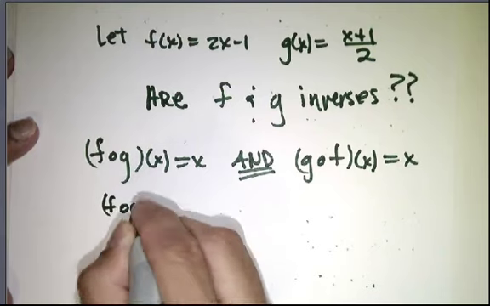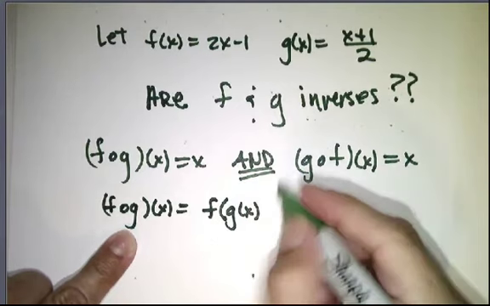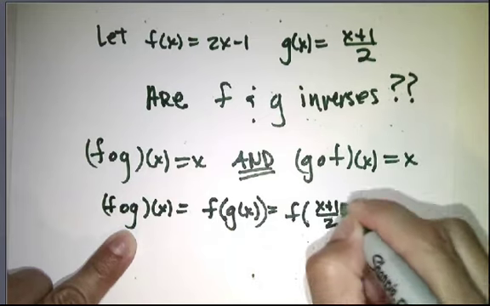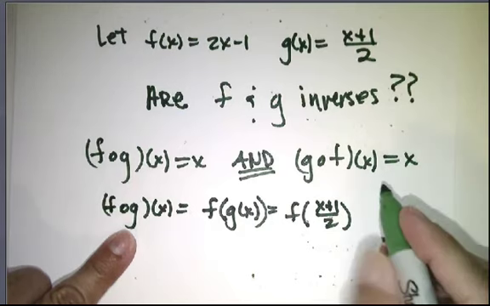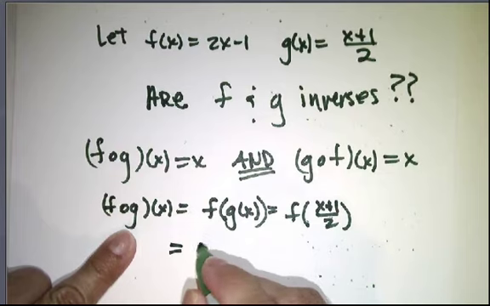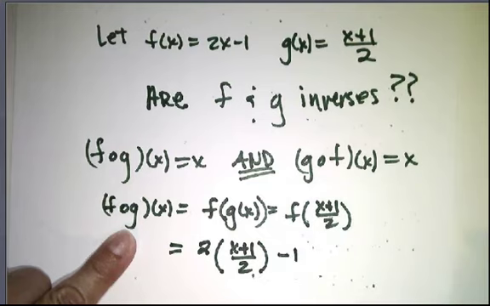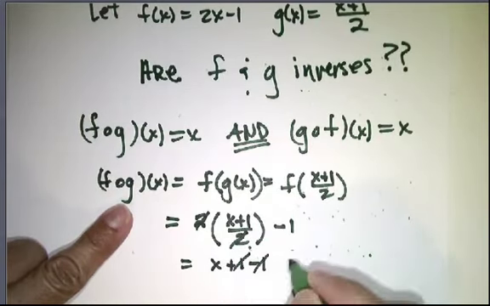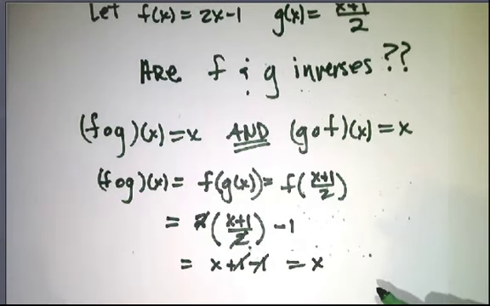So f composed with g of x equals f of g of x, which equals f of, what's g of x? x plus 1 over 2, right? I'm just replacing that g of x with what g of x is. And now I apply this to my function f. So it's going to be 2 times whatever's in that set of parentheses minus 1. And if I reduce, I end up with x plus 1 minus 1, which equals x. Now I'm not done. All I've shown is that f composed with g equals x.